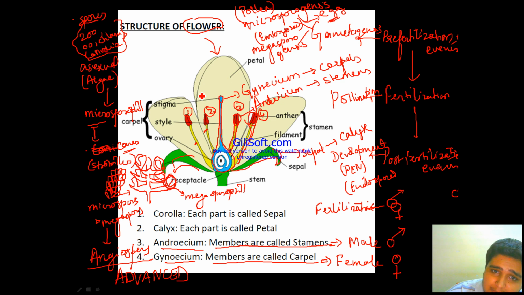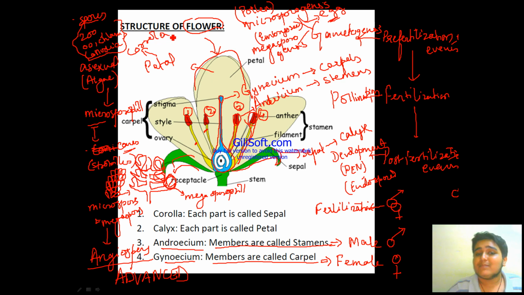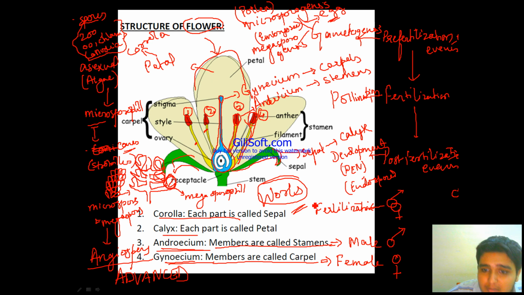Similarly, this is a petal, and the whorl is called corolla. You should know this, right? Corolla has multiple petals. Calyx has multiple sepals, androecium has multiple stamens, and gynoecium has multiple carpels. Remember it that way. Okay? So these are the four important whorls. We call these the whorls of a flower.